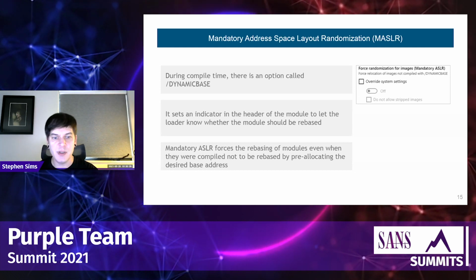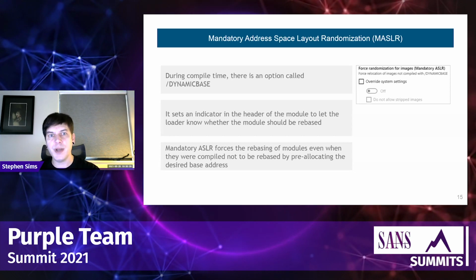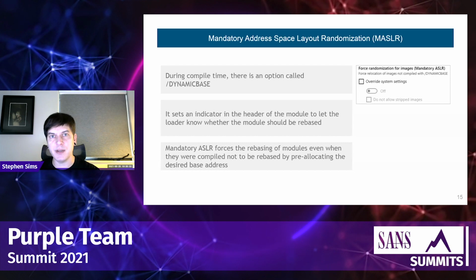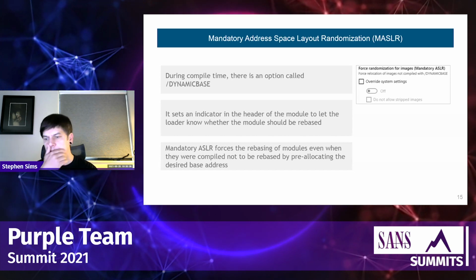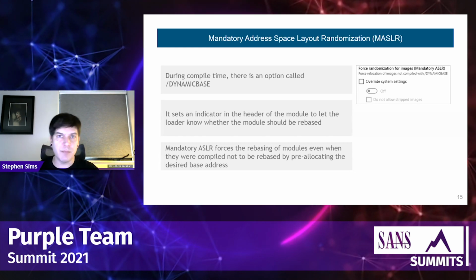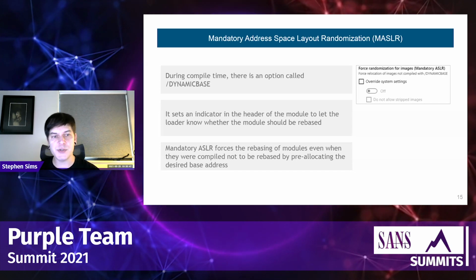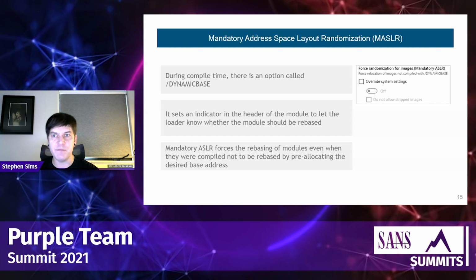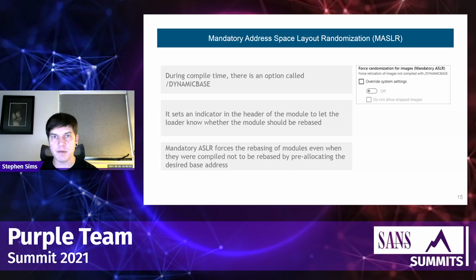This protects against attackers who rely on modules that were not compiled to participate in ASLR. It's the dynamic base flag at compile time. This is not typically a problem with Microsoft DLLs. This is a problem with third-party applications where they weren't compiled to be randomized. For the most part, applications won't be negatively impacted if we turn this mitigation on. And it takes away low-hanging fruit.